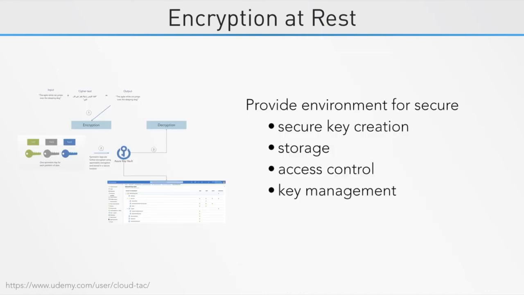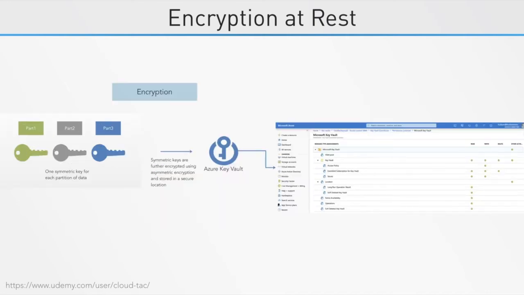The objective of encryption at rest is that data persisted to disk is encrypted with a secret encryption key. To achieve that goal, you must provide an environment for secure key creation, storage, access control, and management of the encryption keys. The storage location of the encryption keys and access control to those keys is central to an encryption at rest model. The keys need to be highly secured but manageable by specified users and available to specific services.